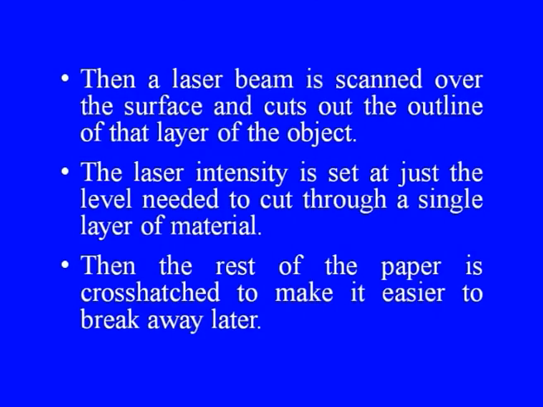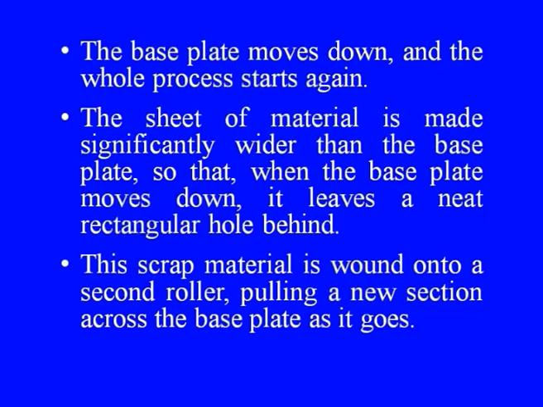Then a laser beam is scanned over the surface and cuts out the outline of the layer of the object. The laser intensity is set at just the level needed to cut through a single layer of material. Then the rest of the paper is cross hatched to make it easier to break away later. The base plate moves down and the whole process starts again. The sheet of material is made significantly wider than the base plate, so that when the base plate moves down, it leaves a neat rectangular hole behind. This scrap material is wound onto a second roller, pulling a new section across the base plate as it goes.